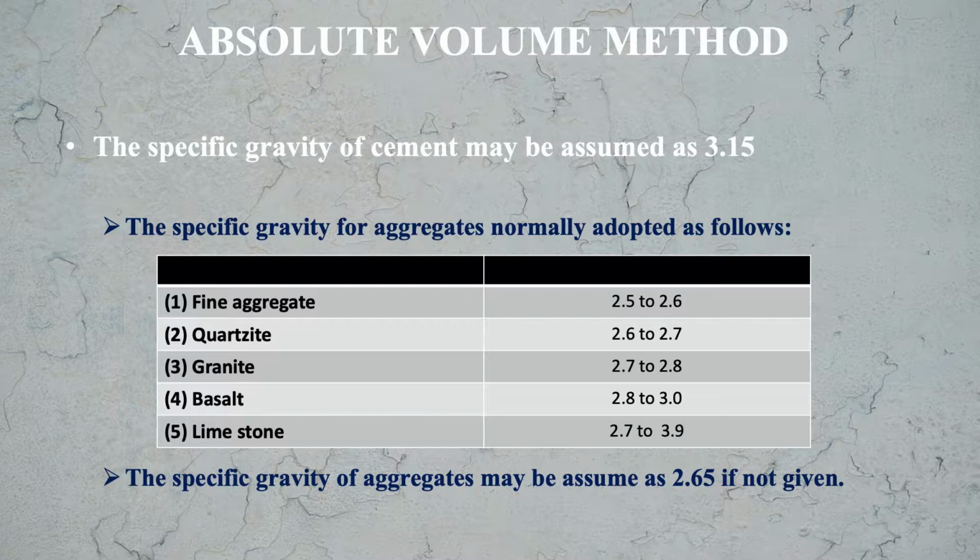For granite, specific gravity may be considered as 2.7 to 2.8. For basalt, specific gravity may be considered as 2.8 to 3.0, and for limestone, the specific gravity may be taken as 2.7 to 3.9. So that way, here you can take the value of specific gravity from these values for different types of material. The specific gravity of aggregates may be assumed as 2.65 if it is not given.